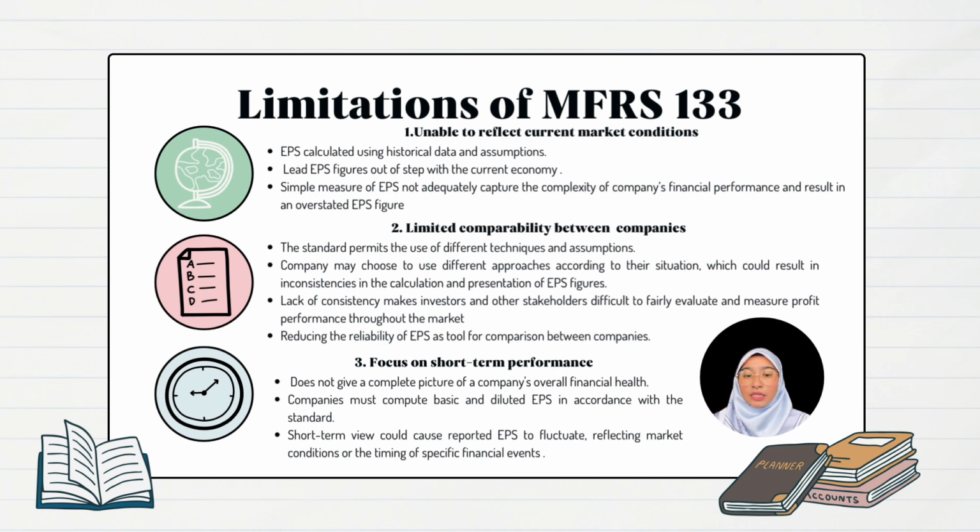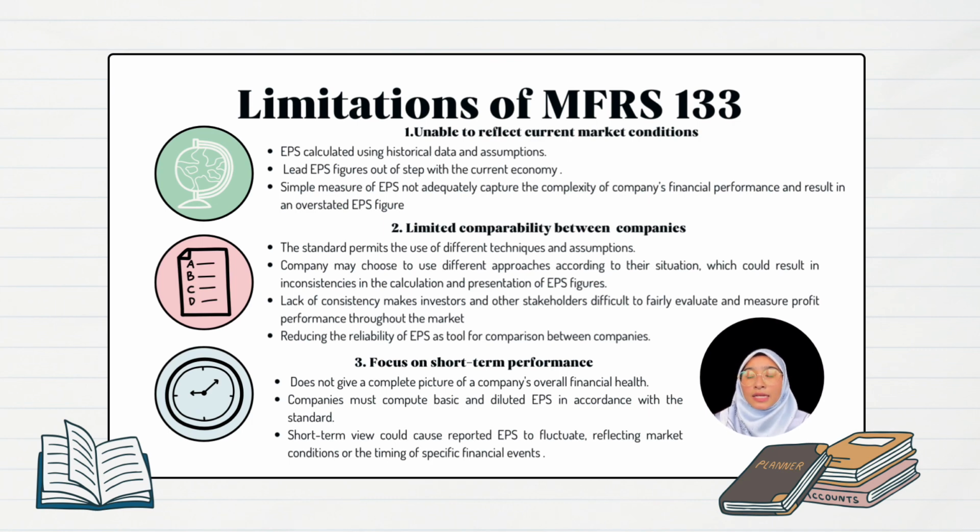I will be presenting about the limitations of MFRS 133, Earnings Per Share. The first limitation is being unable to reflect current market conditions. This is because EPS is calculated using historical data and assumptions, which may not reflect the current market conditions of today. For instance, the standard does not adequately account for how changes in the market could affect the exercise of earnings per share. This may lead EPS figures to be out of step with current economic conditions in a quickly evolving financial market.